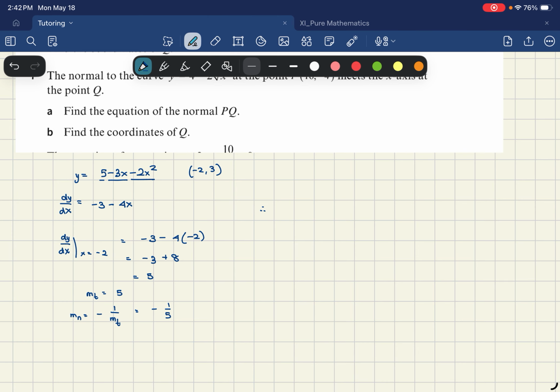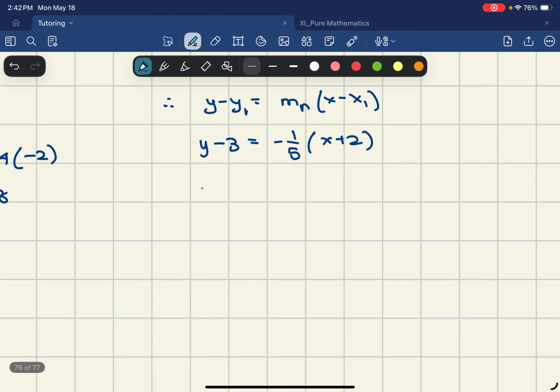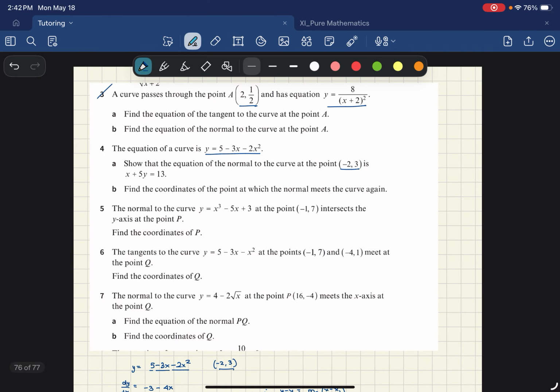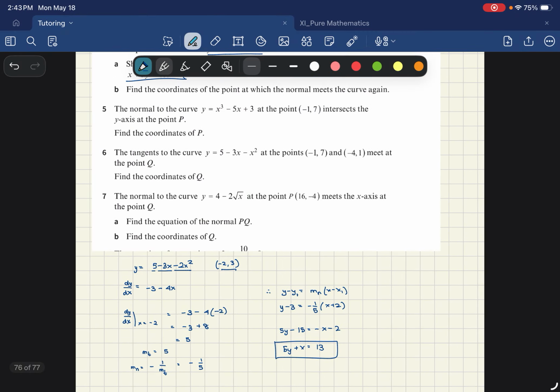So now you just find the equation of your normal line. y minus 3 equals minus 1 over 5, x plus 2. If you substitute x1 and y1 in, you're going to get this expression. If I multiply by 5 on both sides, I'm going to get 5y minus 15 equals minus x minus 2. And I'm going to get 5y plus x is equal to 13. And that is, I think, exactly what they want us to show, right? Yeah, 5y plus x is 13.